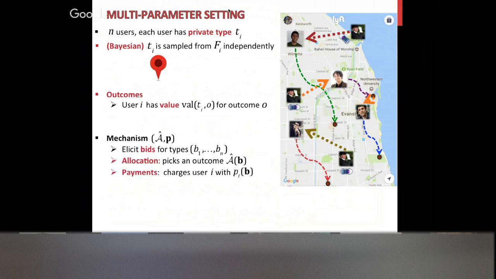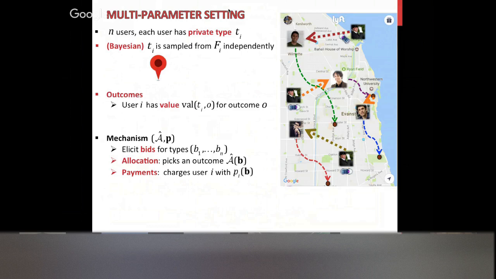Now, a mechanism is basically the following. I'm looking at direct revelation mechanisms. There is a revelation principle that shows this is enough. So if you don't know what the revelation principle is, just believe me, this is like the most general setting you can think of. Bidders are submitting their types.